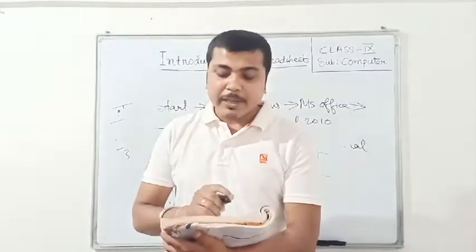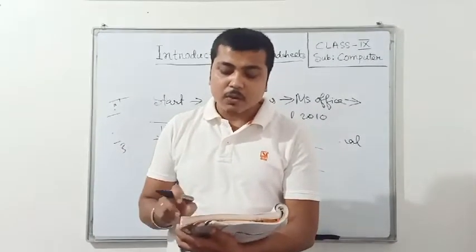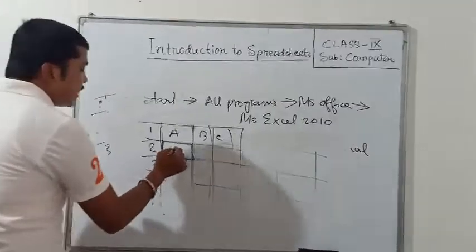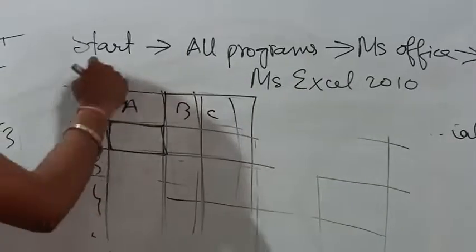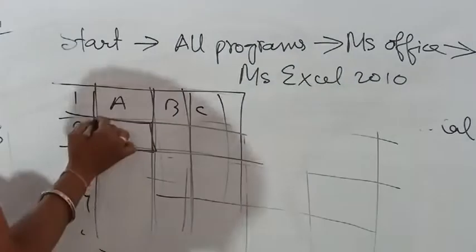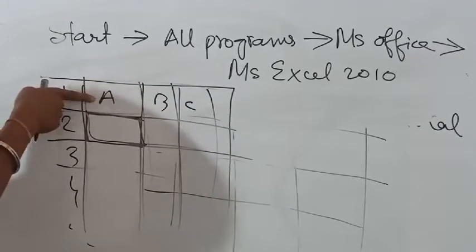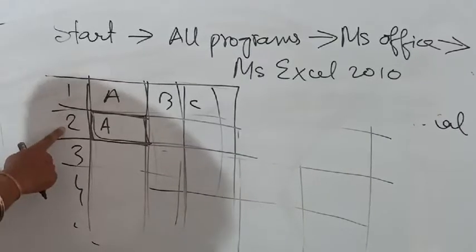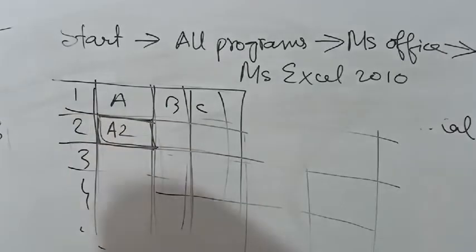Now, each cell has a unique address formed by the combination of a column letter and a row number. For example, what is the name of this cell? Every cell in the worksheet has a unique name. Now what will be the name of this one? First, which column is it in? It is in column A, so it will be A. Next, which row is it in? It is in the second row, so it will be 2. So the address of this cell is A2.